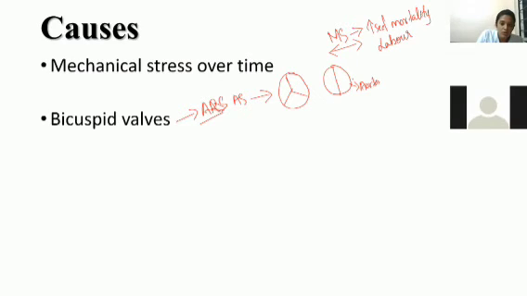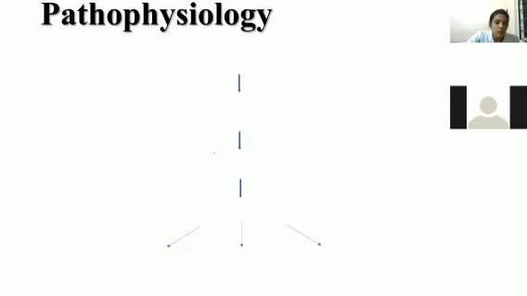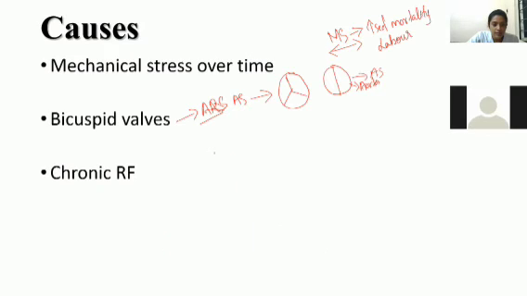In this condition also, AS can happen. How? Because the pressure which should be distributed between 3 cusps is distributed only between 2 cusps here. Due to this, aortic stenosis can happen. Then chronic rheumatic fever. This is the reason for all the valvular disorders mostly. So these are the major reasons.